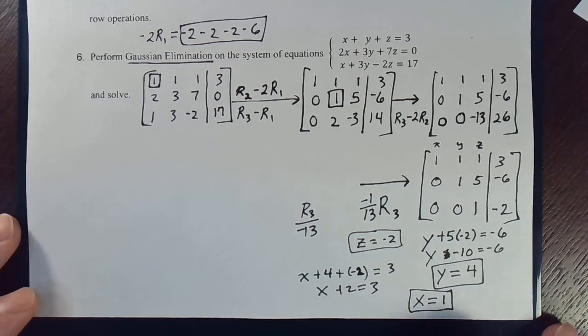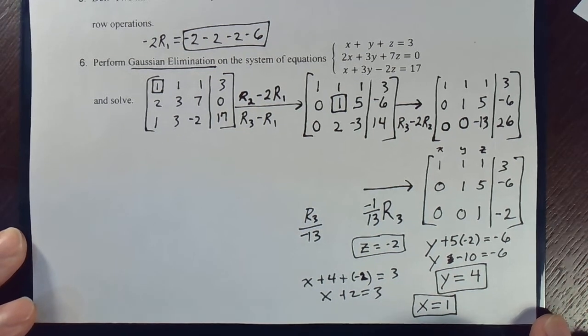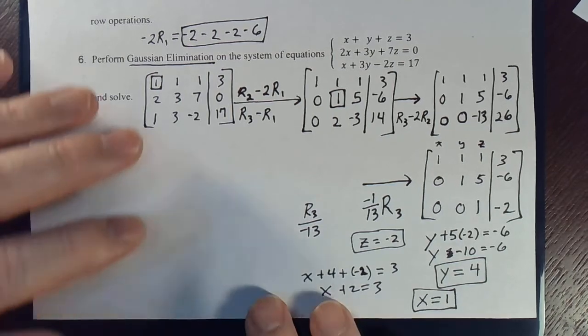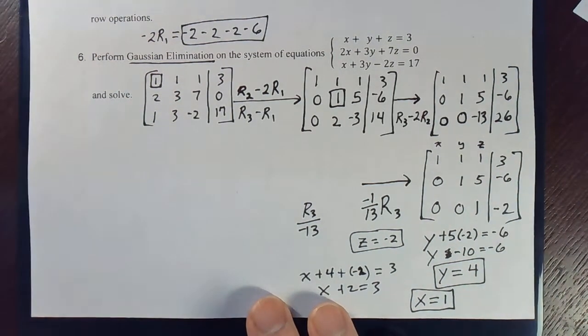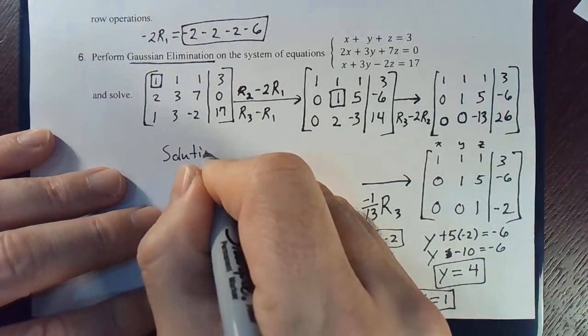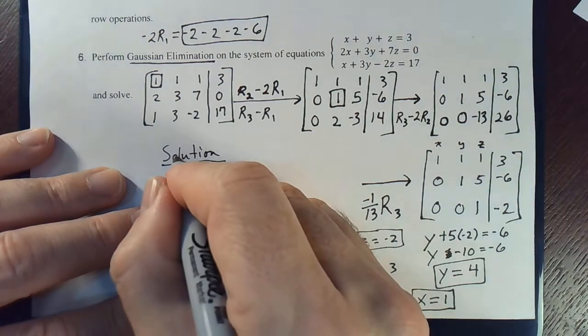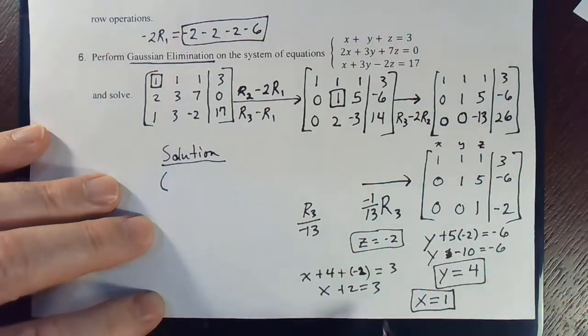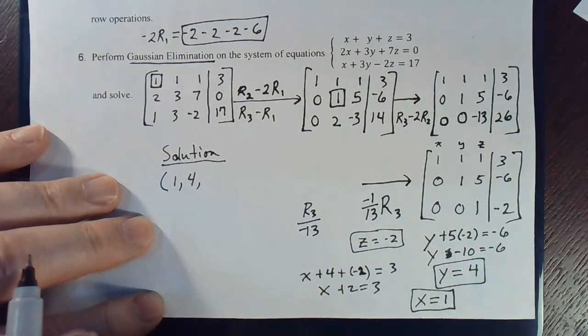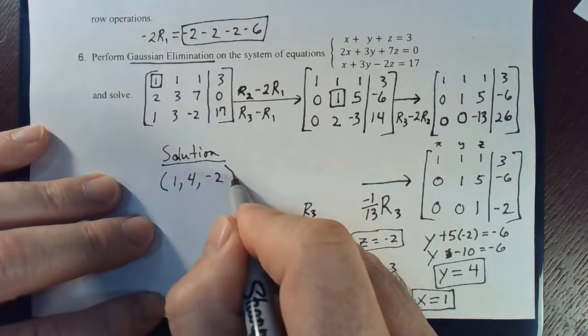We've got x, y, and z. Now, when we had two equations with two variables, we always used an ordered pair x, y for the solution. In this case, we make it an ordered triple. So the solution can be written as, make sure you do it x, y, z in the correct order, 1, 4, negative 2.